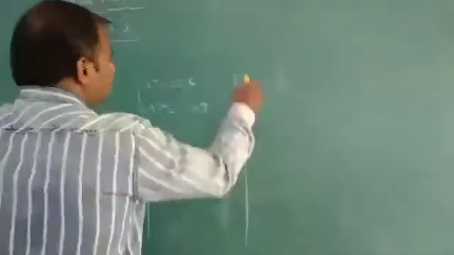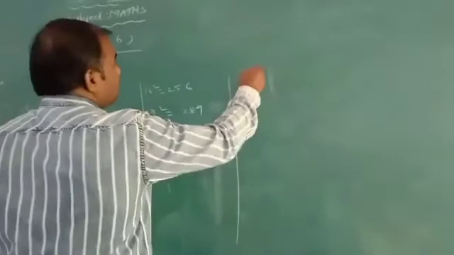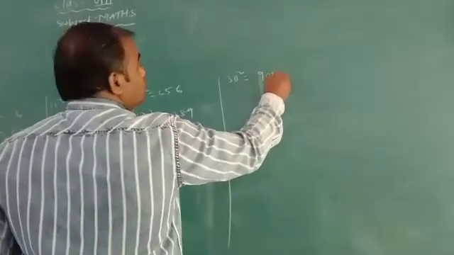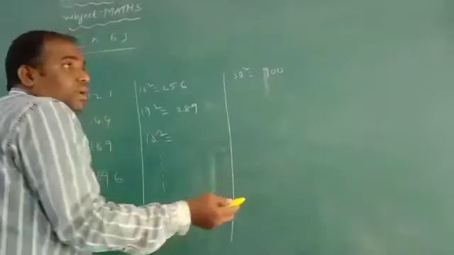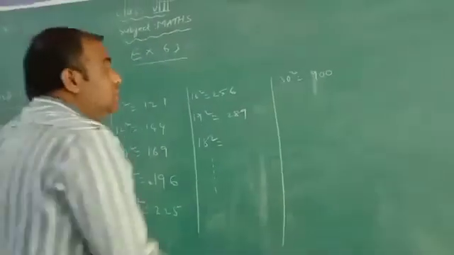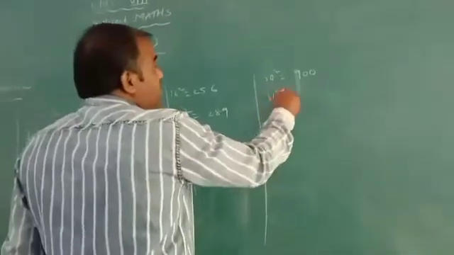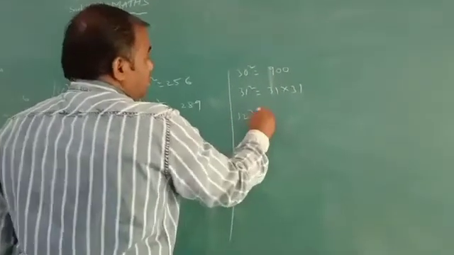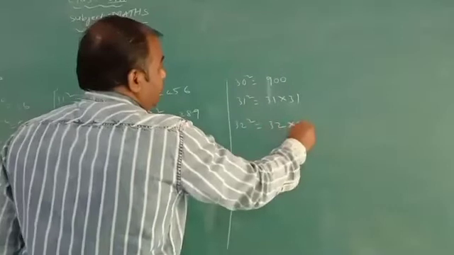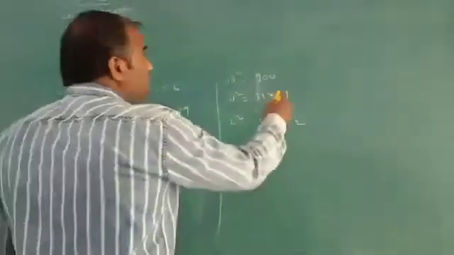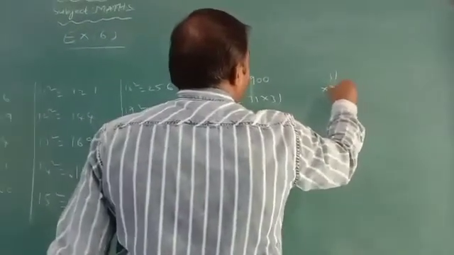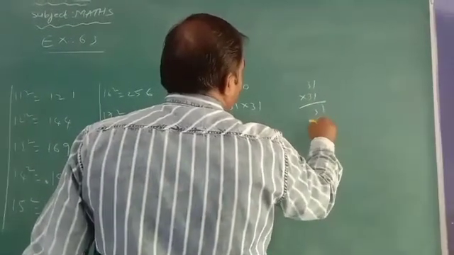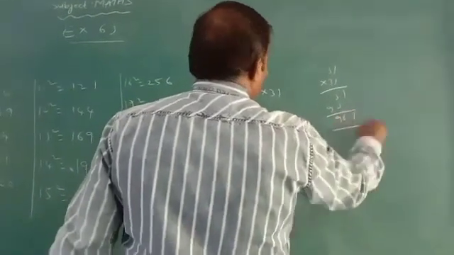30 into 30 is 900, 3 3 9 and 2 zeros. Yes or no? Next 31 square, 31 into 31. 32 square, 32 into 32. You multiply 31 into 31: 1 1 1, 3 3 1, 3 3 9, 1 6 9.